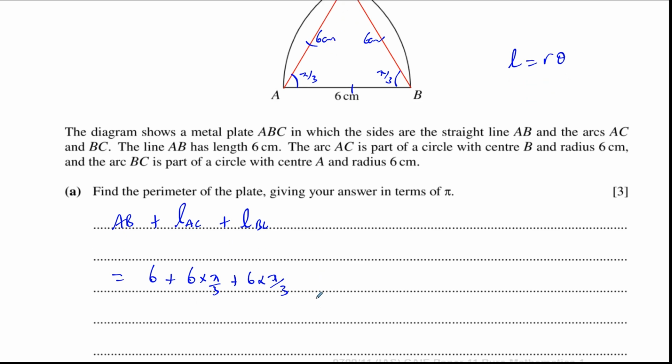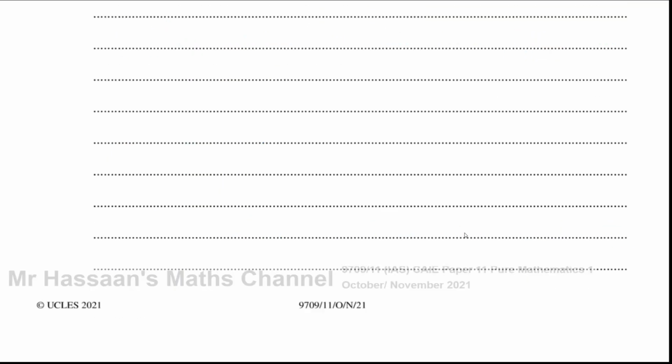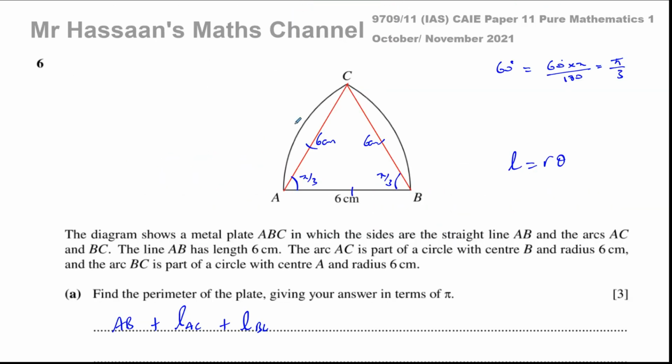So we end up with 6 plus 2 pi, plus another 2 pi. So it's going to be 6 plus 4 pi. There's the answer in centimeters for part A, the perimeter of the plate, giving the answer in terms of pi. Now part B, I'll do it on the next page.